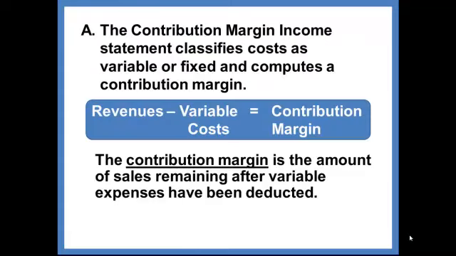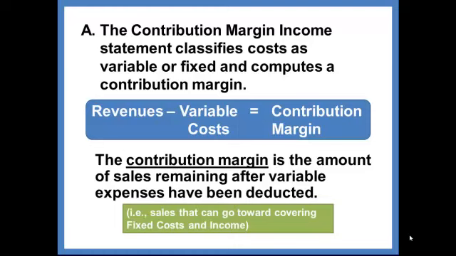Now, the contribution margin income statement does classify costs as variable or fixed and computes the contribution margin. If a cost is mixed, it will need to be broken into its variable or fixed components. By definition, the contribution margin is revenues minus variable costs, or sales minus variable costs. And this is the amount of sales that remain after variable expenses have been deducted. But another way to look at that is that it is the sales that remain that can go toward covering fixed costs and income.